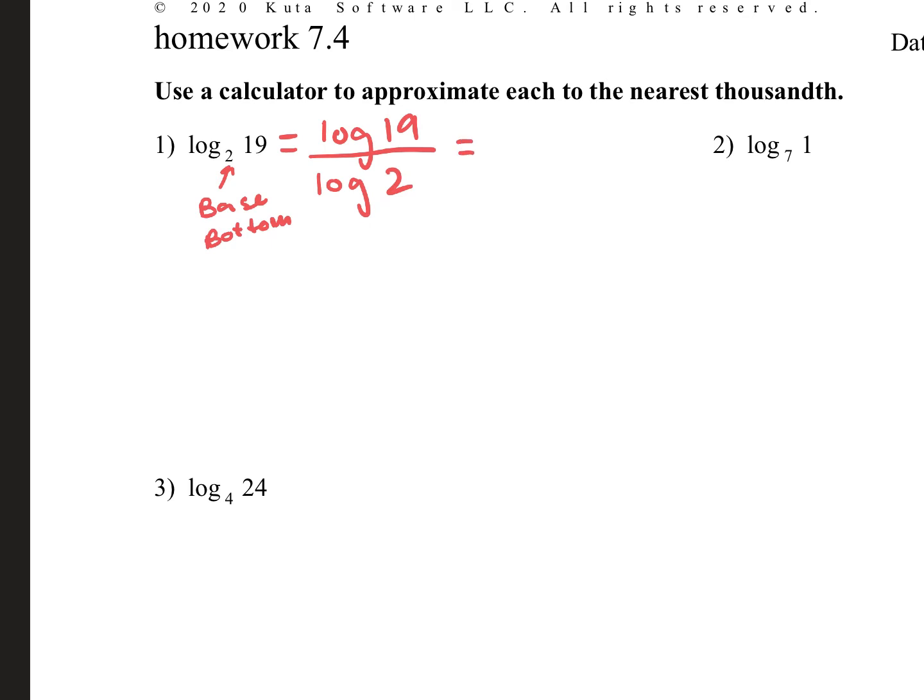Then we just put this into our calculator. So it'll be log 19. Make sure you close the parenthesis if you do it all at once, divided by log 2. So that should give us 4.2479, but it says round to the nearest thousandth, which is 3 decimal places. So if I round this to 3 decimal places, the 9 tells me I have to round up or keep it the same. I round the 7 up, so it'd be 4.248.